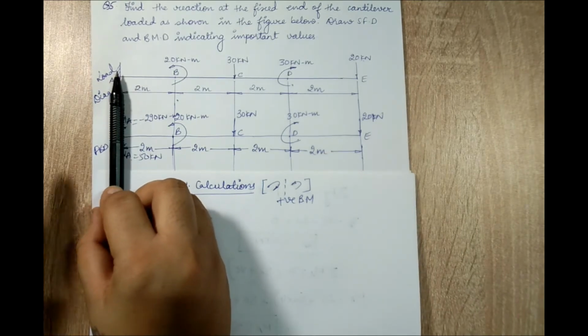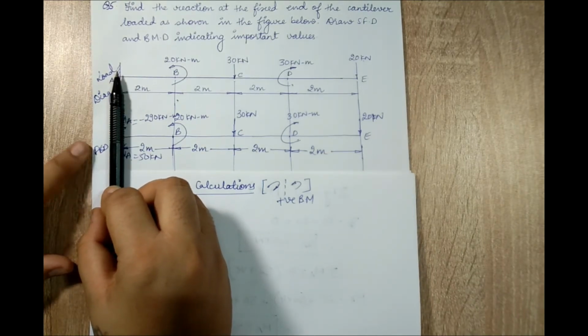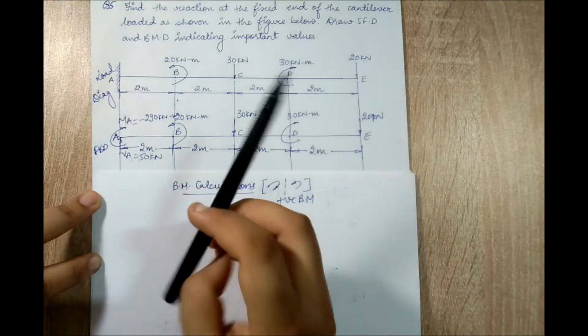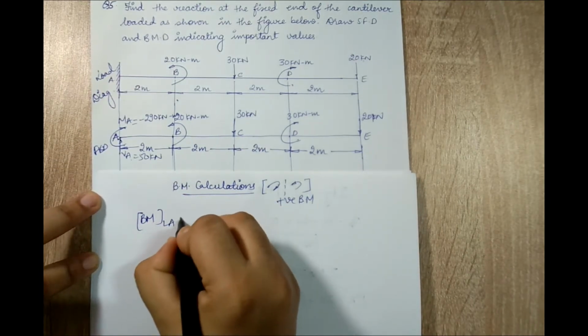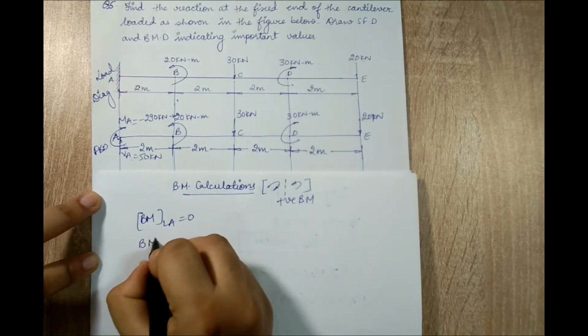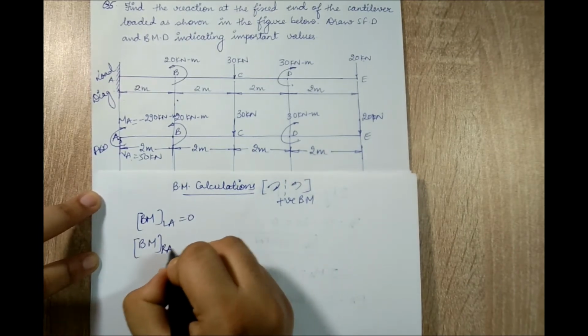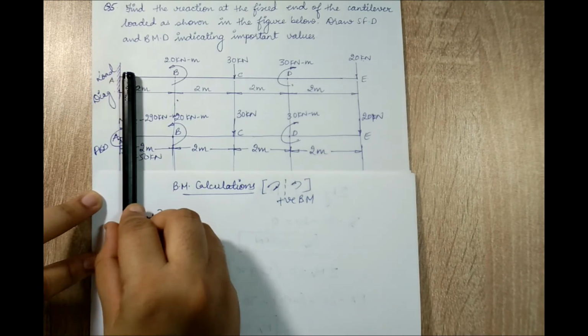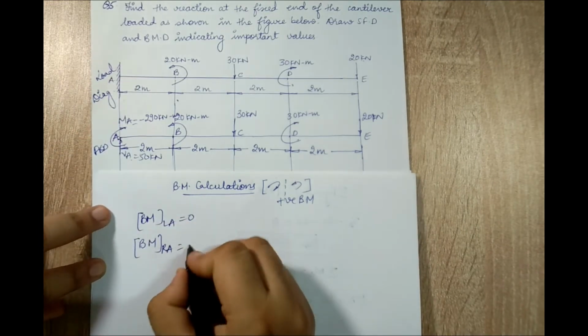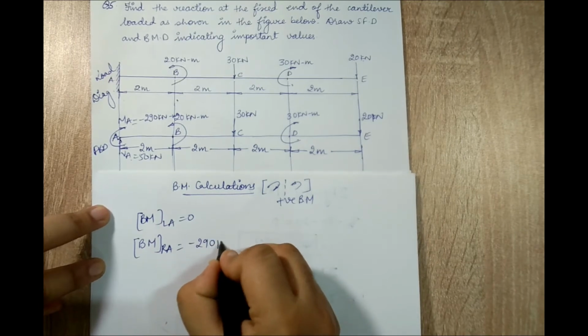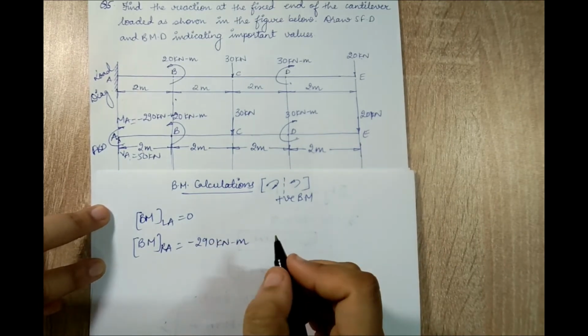When I stand at A and I look to the left, there is no moment here. So I'll get bending moment to the left of A is 0. Bending moment to the right of A: for that I'll go a little ahead of A, so this moment over here becomes visible. So I have the value as minus 290 kilonewton meter.